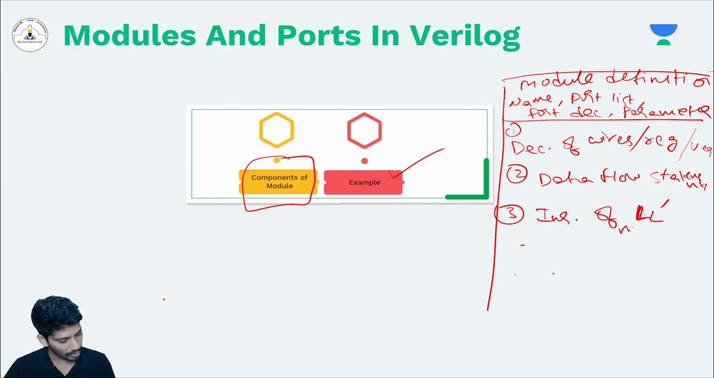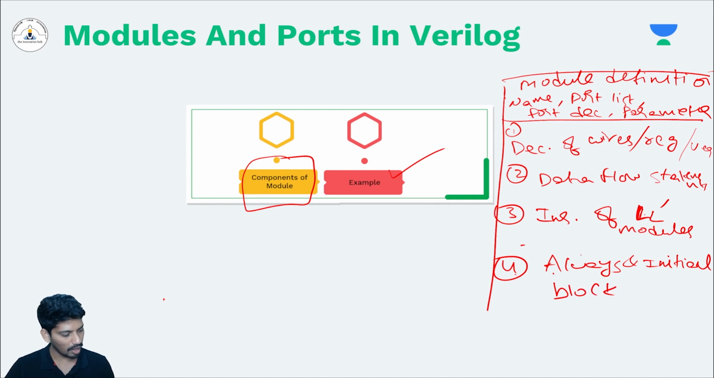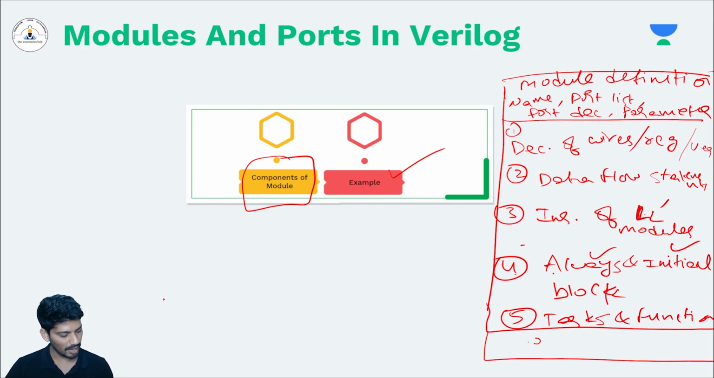Low level modules, in the sense of leaf cells, are the modules that are called from the top level modules. And the fourth one is always and initial blocks. I will define what always and initial blocks are when I talk about behavioral or algorithmic level modeling. And the fifth one is if you have any user defined tasks and functions. After these 5, you will write endmodule.